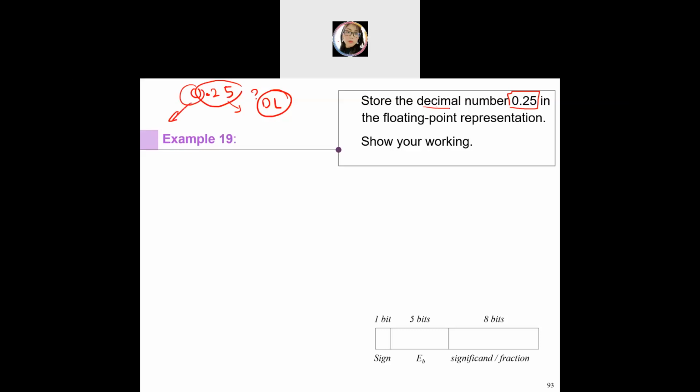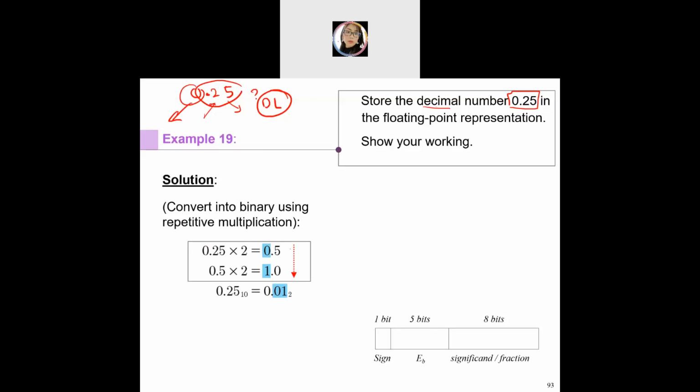For the integer part, you can directly convert. If it is a floating point number, what you need to do? You need to do repeated multiplication, okay? Here there is an example. I don't want to explain further because you already learned it last semester. But after you work through this question, you will get this value in binary, because what we want is the binary one: 0.01 times 2 to the power of 0.